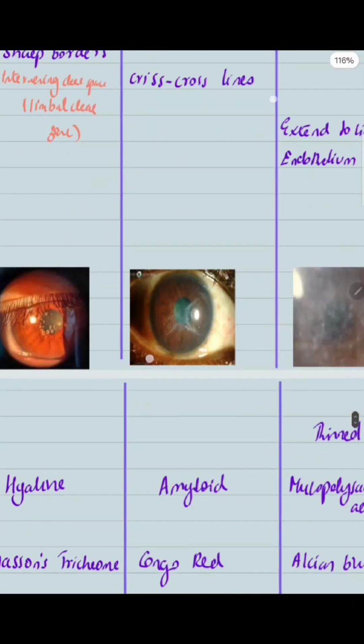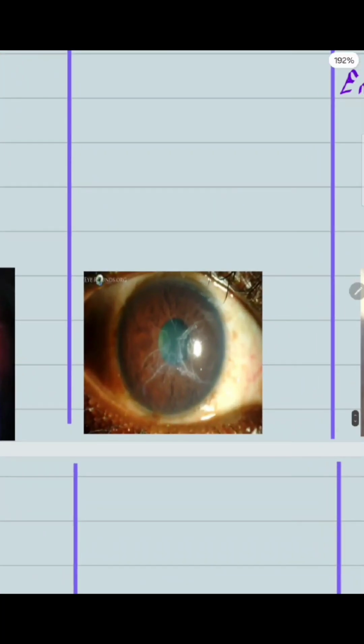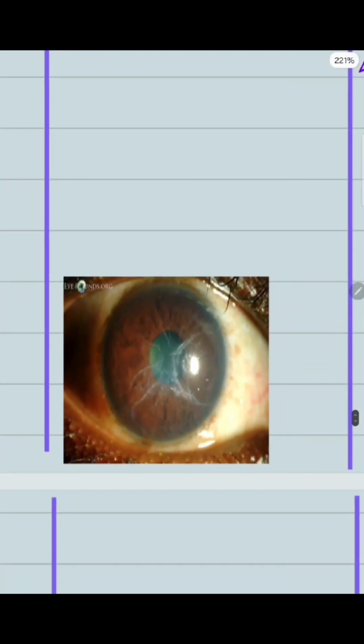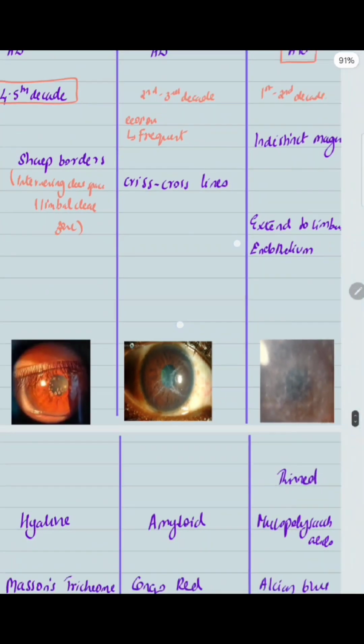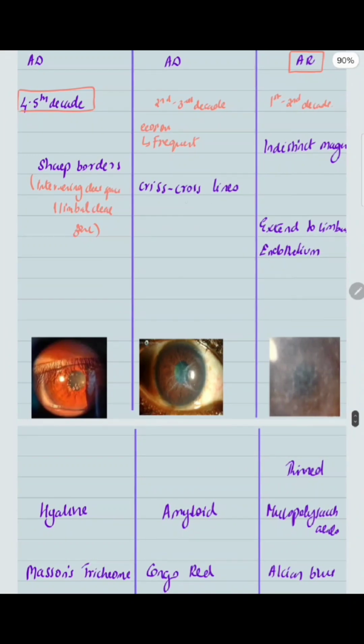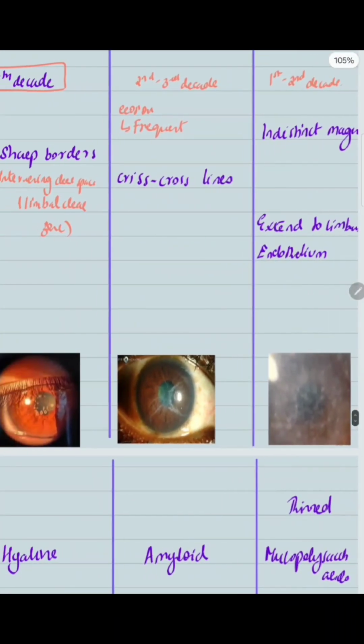Now coming to the next one, lattice. Here there are early refractile lines like this. These tiny crisscross refractile lines and subepithelial spots, diffuse central haze can be seen. These are lattice. The early crisscross refractile tiny lines can be seen.